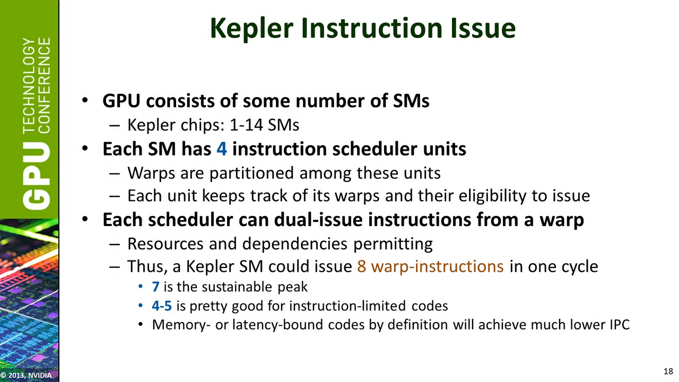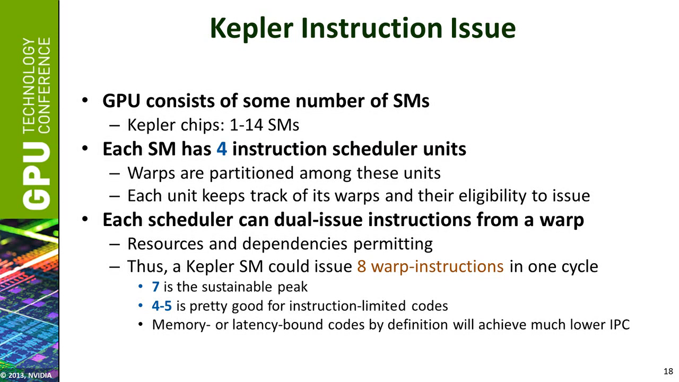And by definition, code that's memory limited or code that's latency limited, and we'll look at latency a little bit later on, that code will achieve low IPC because the limitation lies elsewhere. It doesn't lie within the SM. Yes. So the question was, does the profiler give you the number of achieved instructions per clock cycle? Yes. So it gives you the IPC.